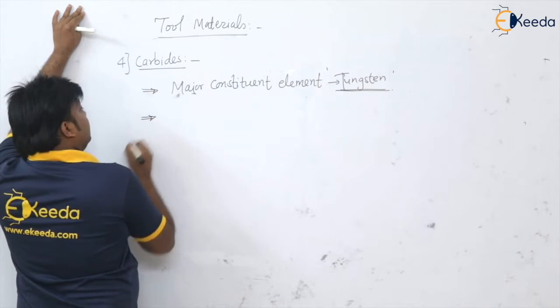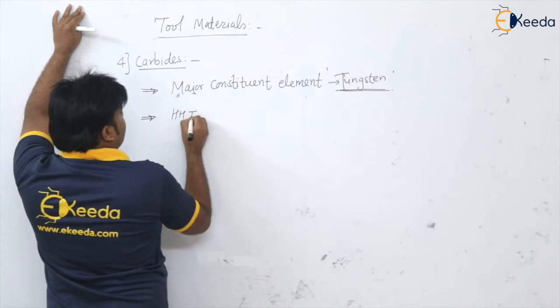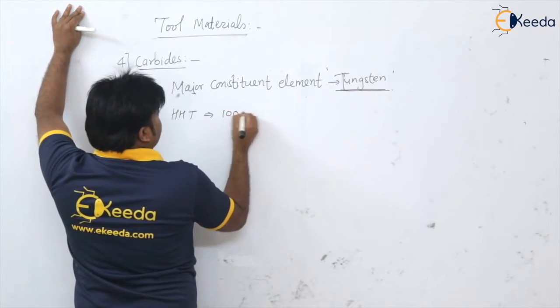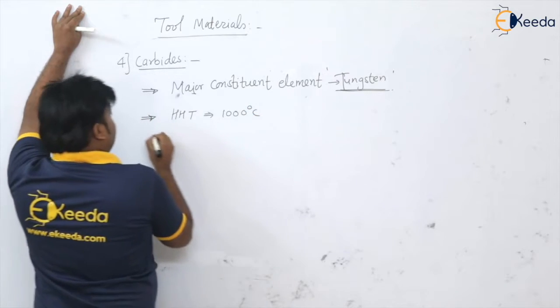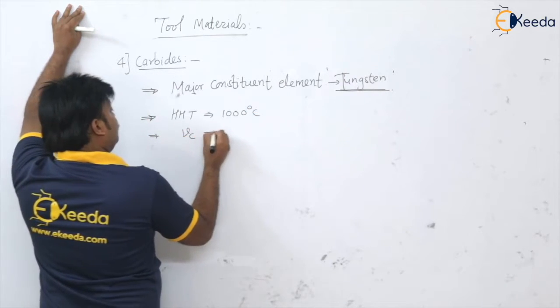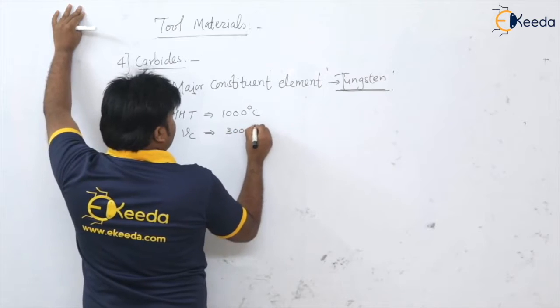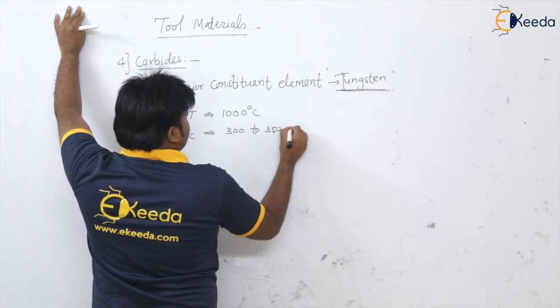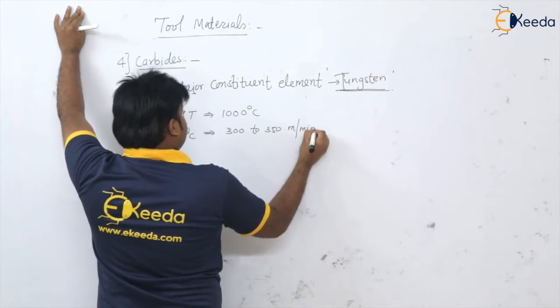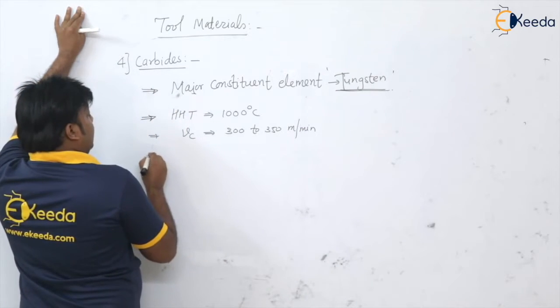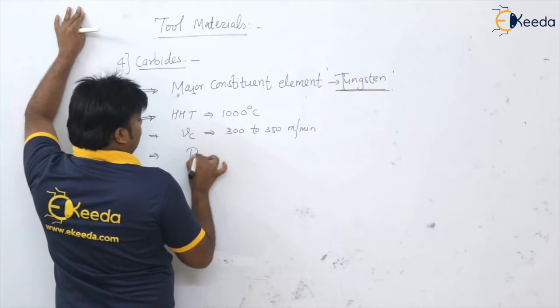So it is having the hot hardness temperature around 1000 degrees centigrade, and you can use the cutting speed of 300 to 350 meter per minute. Okay, and this is made by powder metallurgy.